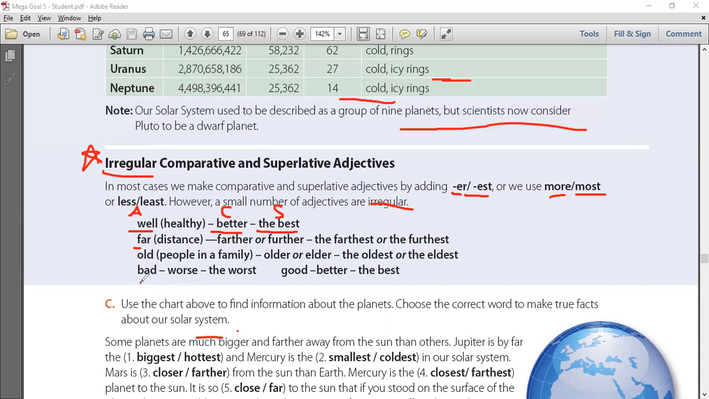Bad, the comparative adjective is worse, and the superlative form is the worst. Good is the adjective. Comparative form is better. This apartment is better than the other one. And the best, which is the superlative form. As you can see, good and well have the same comparative and superlative form. Clear? Yes.